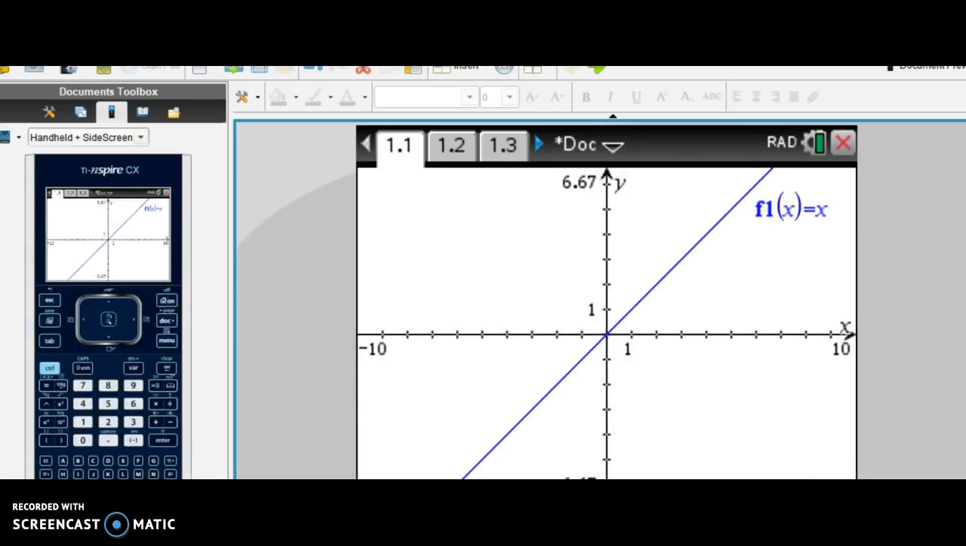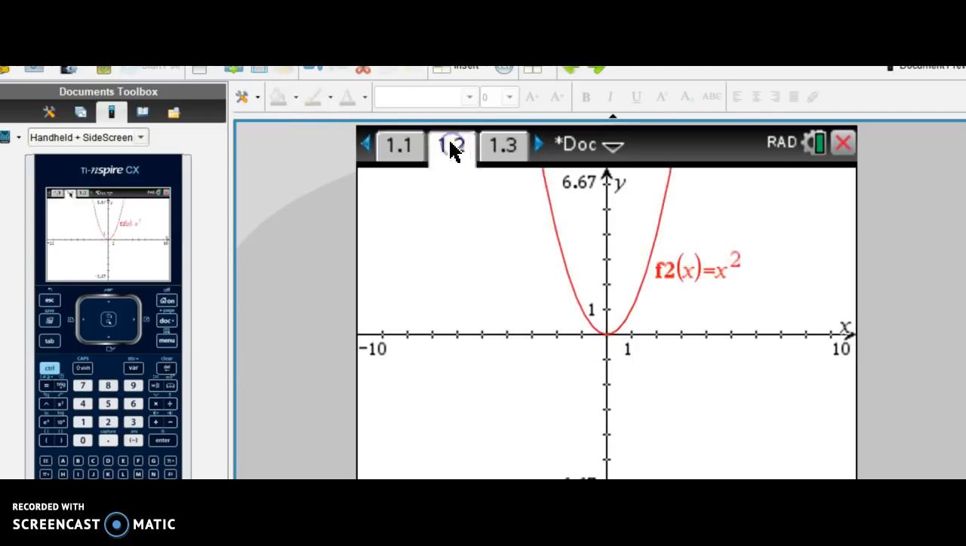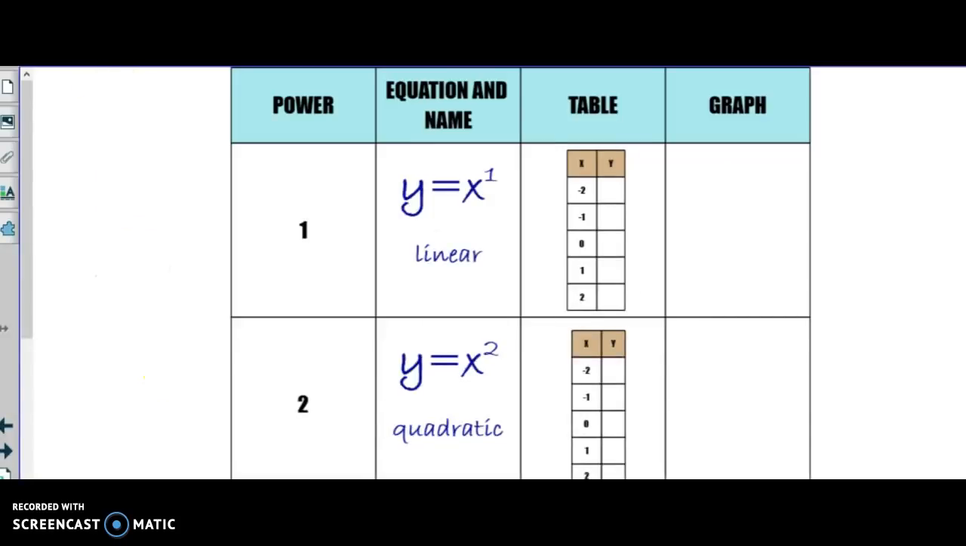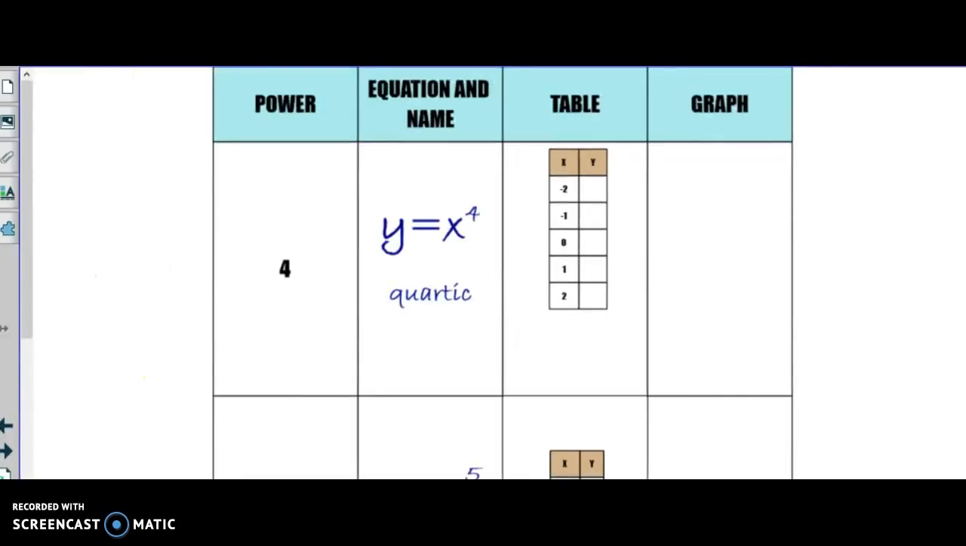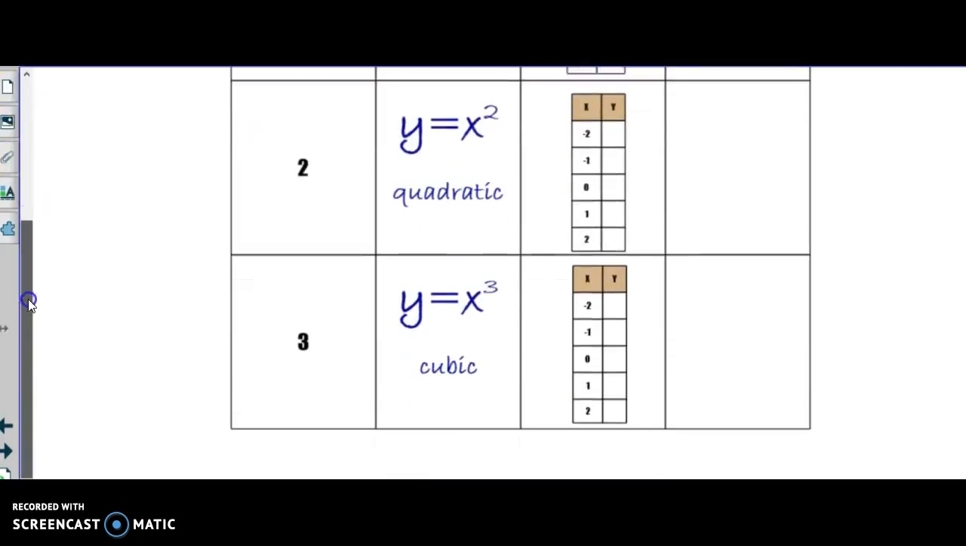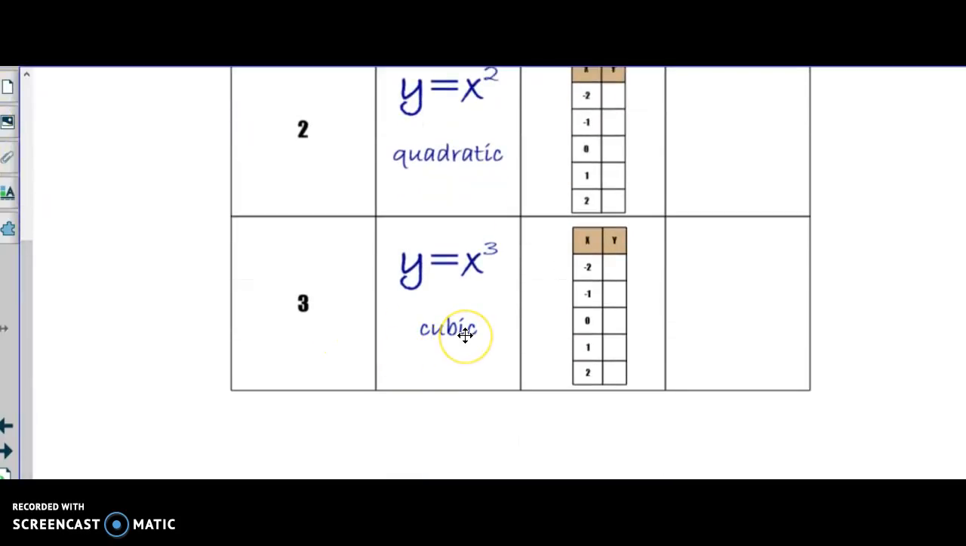So y equals x should look like this, a nice line through 0, 0 with a slope of 1. And y equals x squared, quadratic, is a parabola going through 0, 0, 1, 1, 2, 4, etc. Those are graphs you should be familiar with, but as we move forward, if we look at y equals x to the third, that is cubic.